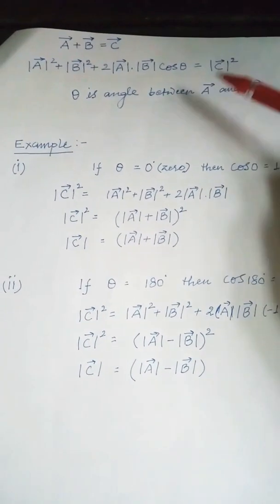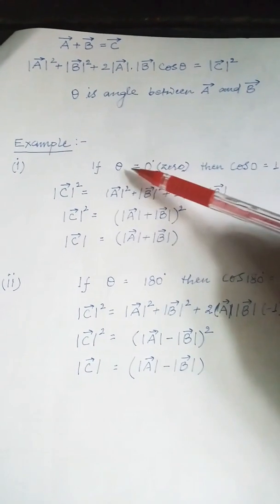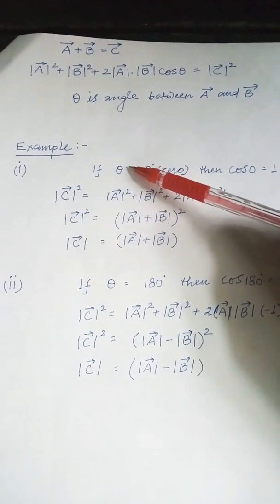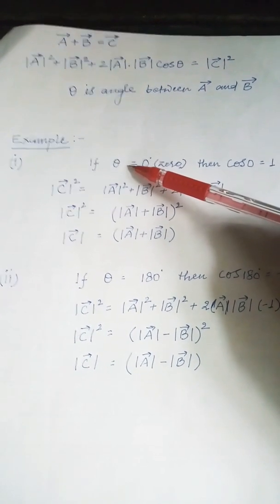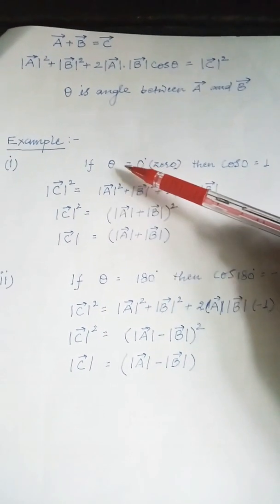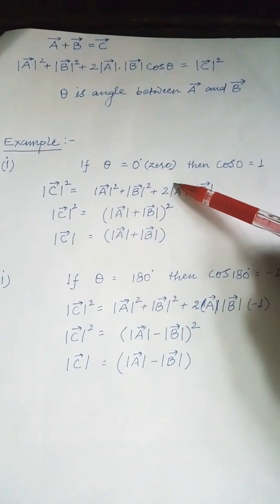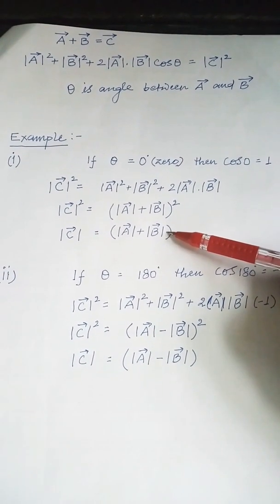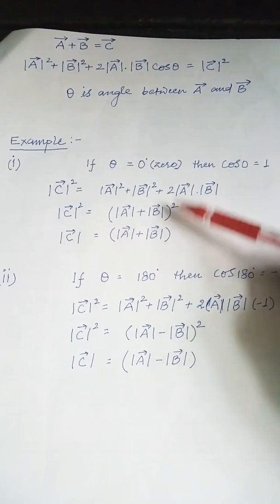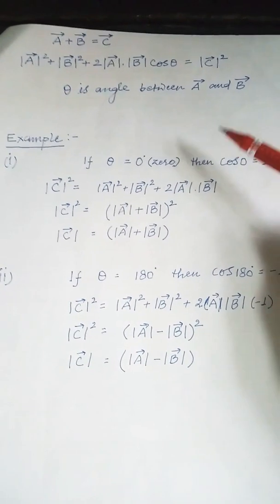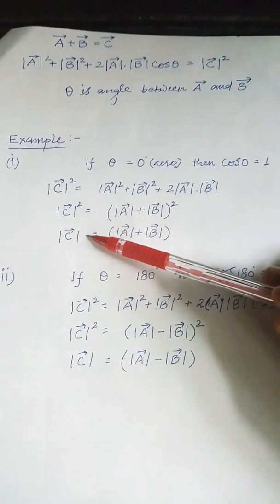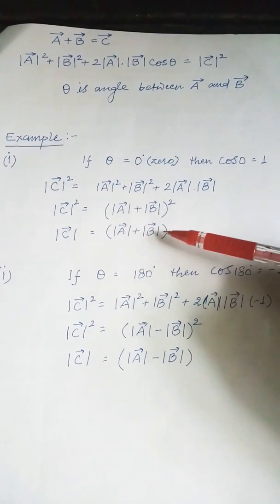At the same time, for ready reference, one should understand that when theta is 0, then cos 0 is 1, and this will reduce to this. That means if the angle between A and B is 0, then C is nothing but the algebraic sum of A and B.